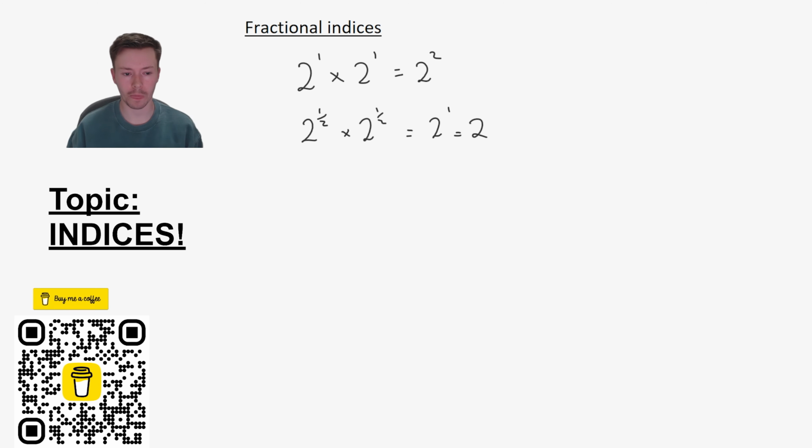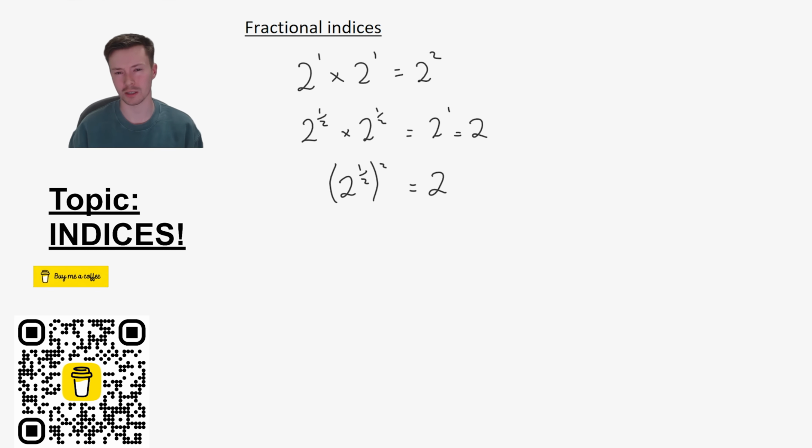Using our index laws, this gives us 2 to the power of 1, but another way of writing it is 2 to the power of a half, squared. That's got to be equal to 2. So this number, 2 to the power of a half, we don't know what it is, but if we square it, we get 2. So what could you square to give you 2? The only thing you could square to give you 2 is the square root of 2.